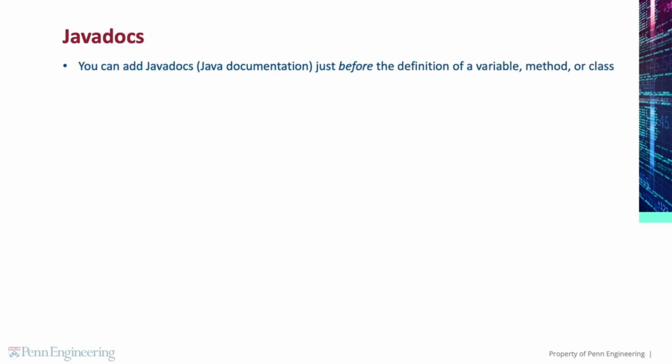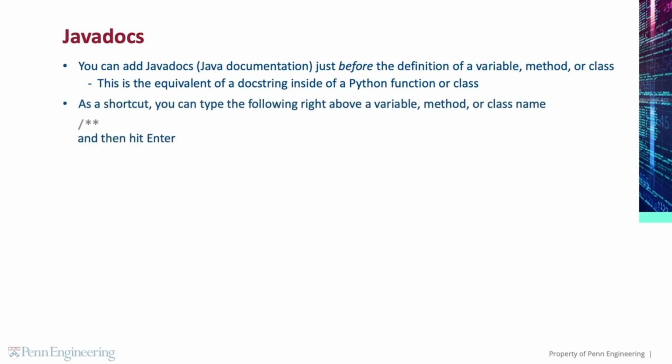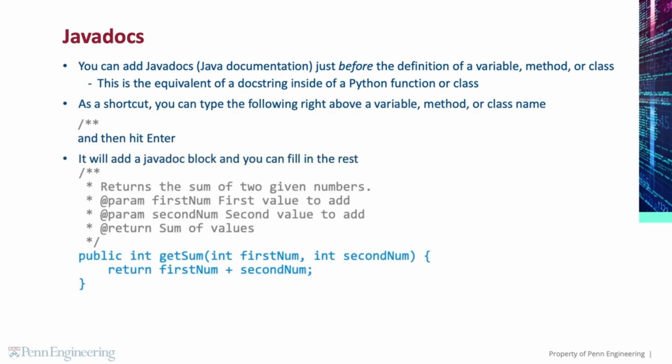You can add Javadocs or Java documentation just before the definition of a variable, method, or class. This is the equivalent of a docstring inside of a Python function or class. As a shortcut, you can type the following right above a variable, method, or class name. Eclipse will add a Javadoc block and you can fill in the rest.